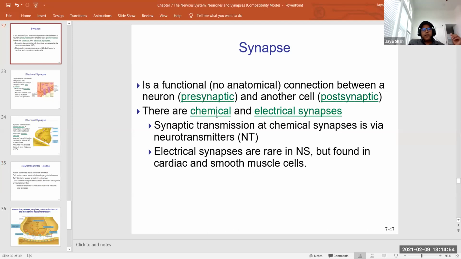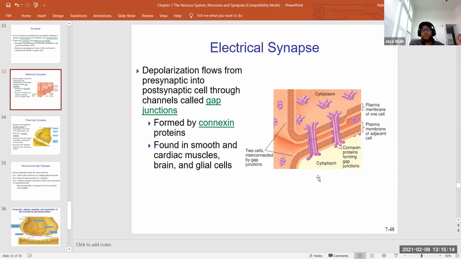Okay, there are chemical and electrical synapses. Synaptic transmission at a chemical synapse is via neurotransmitter, as I said earlier. But electrical synapses are rare in the nervous system, and they are found in cardiac and smooth muscle cells. So let's start with the electrical synapse. So here we have two cells. As I said, electrical synapse is common in cardiac muscle, smooth muscle, some glial cells, and some neurons. Very rare in neurons. Okay, so this is two cardiac muscle cells and their plasma membrane.